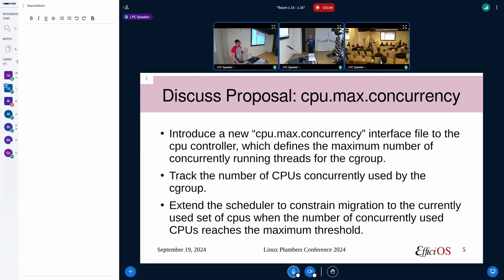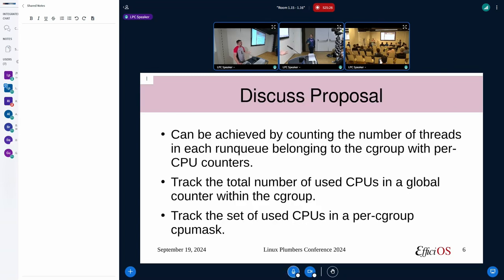That would have to come with an extension of the scheduler to constrain migration to the currently used set of CPUs when that maximum bound is reached. And of course, there would be some trickiness when we want to migrate perhaps a whole group of threads to a different CPU, while still respecting those upper bounds.